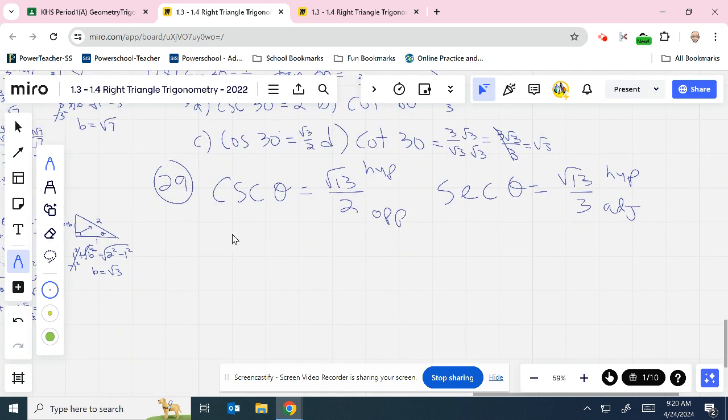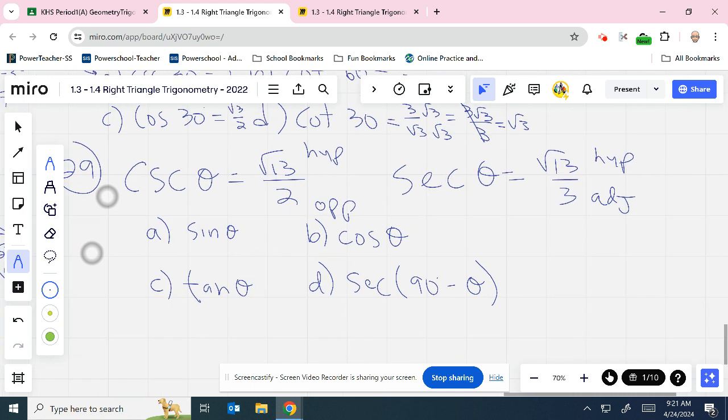Let's write that down. So A, they want sine. B, they want cosine. C, they want tangent. And D, they want secant of 90 minus theta. And I'll show you what that means in a minute. It's much easier than you think.